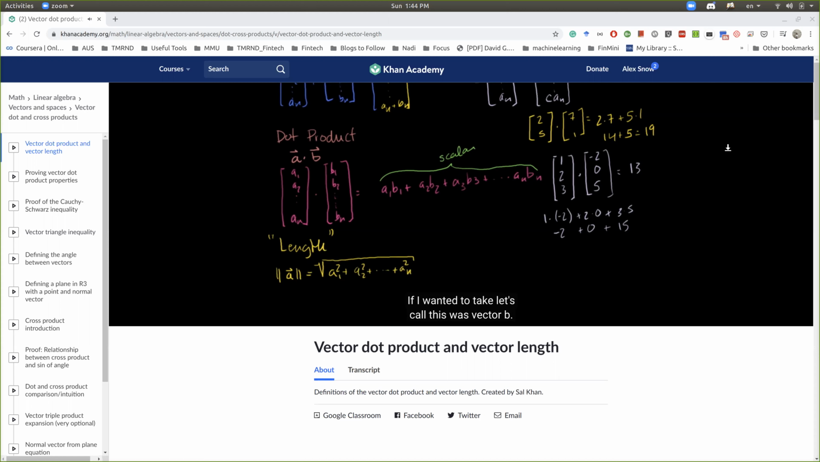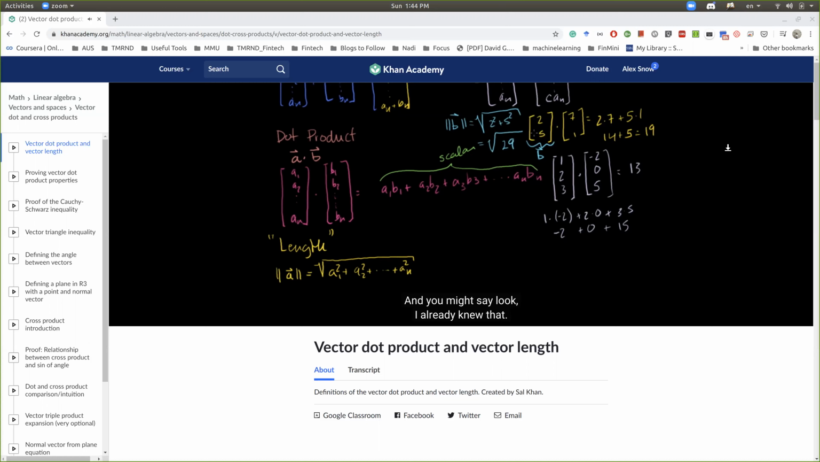If I wanted to take the magnitude of vector B right here, this would be what? This would be the square root of 2 squared plus 5 squared, which is equal to the square root of, what is this? This is 4 plus 25, square root of 29. So that's the length of this vector.